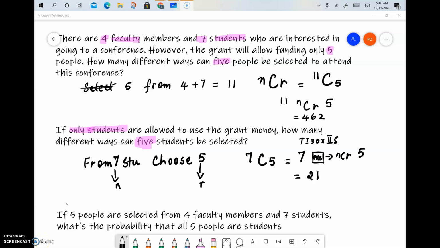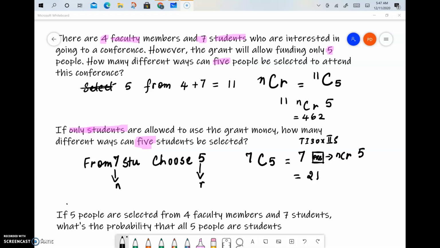So we've done the first two parts of this problem in previous videos, so let's just quickly go over it. There are 4 faculty members and 7 students who are interested in going to a conference. However, the grant allows only 5 people. How many different ways can 5 people be selected to attend this conference?